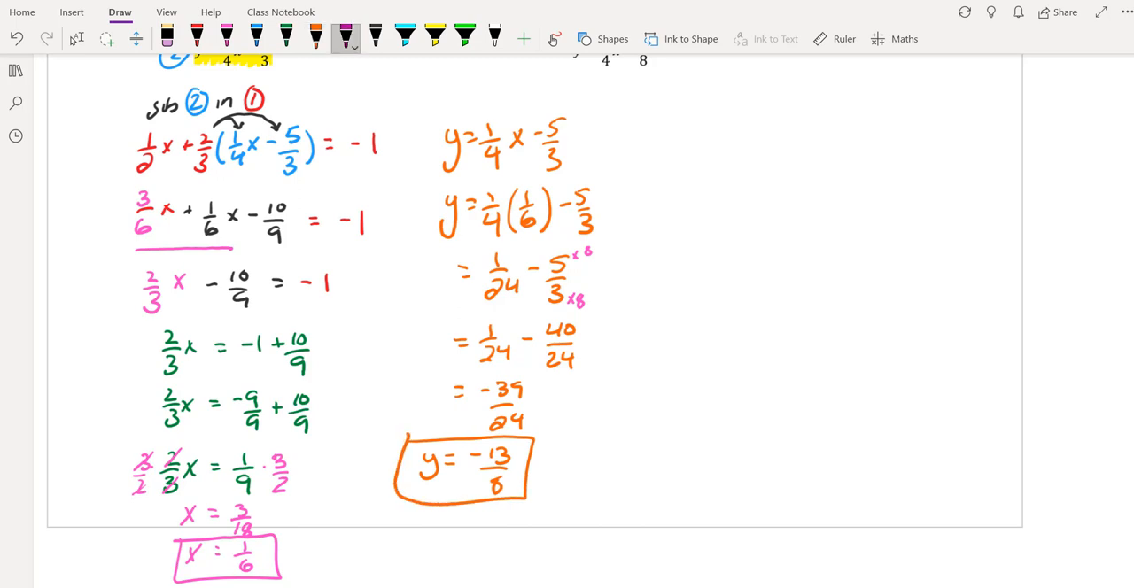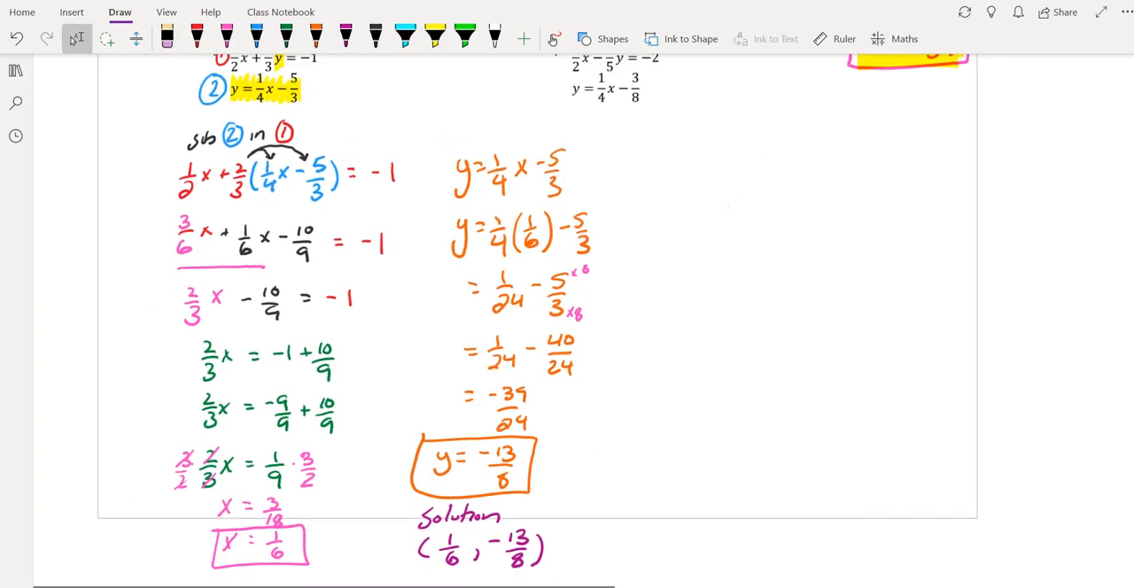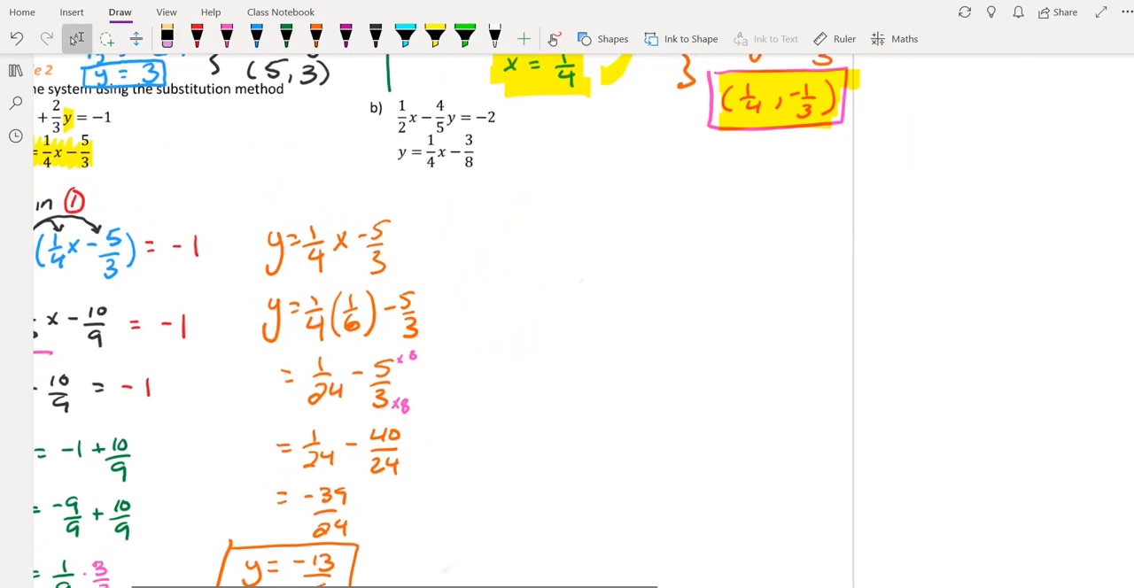So our solution would be x is equal to 1/6, and our y value is negative 13 over 8. Right? The steps are the same, but it's definitely a lot more difficult because we're working with fractions, so the arithmetic gets a bit harder to do. So pause the video, try the same thing for 2b here.